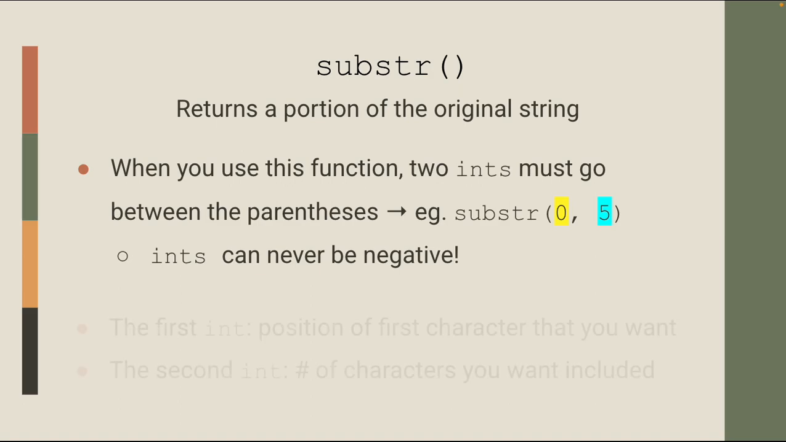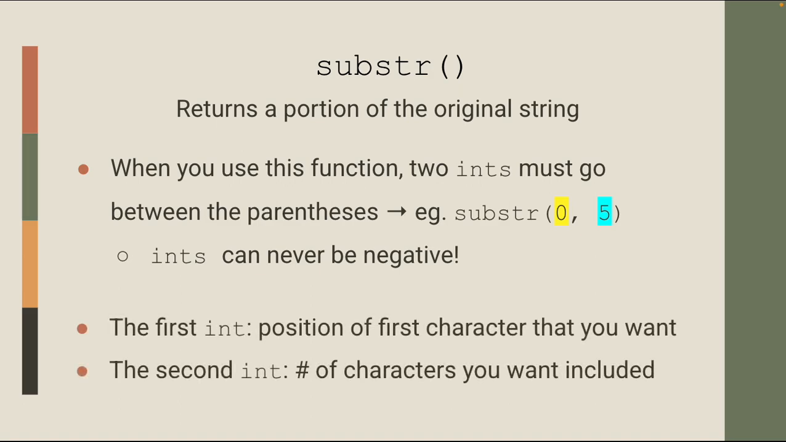So, substring. I think this one is a little difficult to wrap your head around, so we're going to keep practicing and practicing. Remember, in substring, on the inside, put two numbers. The first number in yellow is the position that you're starting at. If I want some string from the very beginning, I would use a 0. Why? Because C++ starts from 0, not 1. If I would have put a 1 in that yellow place, it would have started from the second character, not the first.